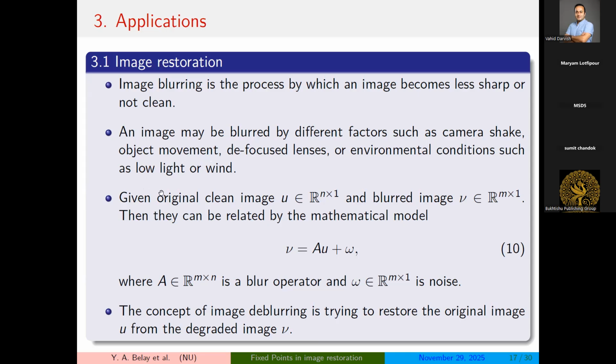So to be specific here, if we are given a clean image U, this image U is in Rn, actually in finite dimension. Then we have a blurred image nu here also. Then we can relate them by equation 10. Like nu is a blurred image. Here, big A is the blur operator and omega is noise. So the issue is how can we find the clean image from this blurred image?